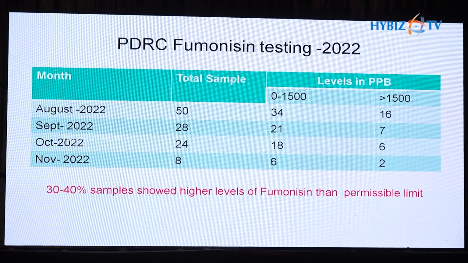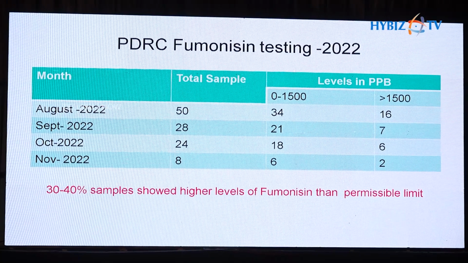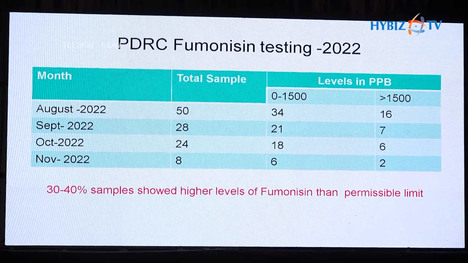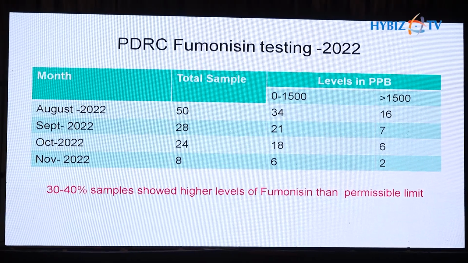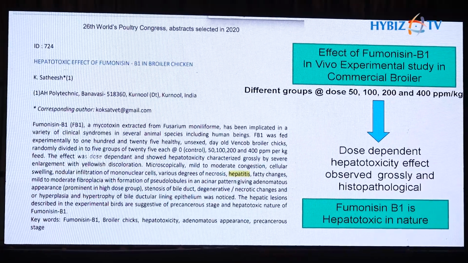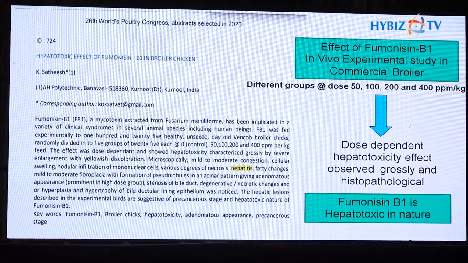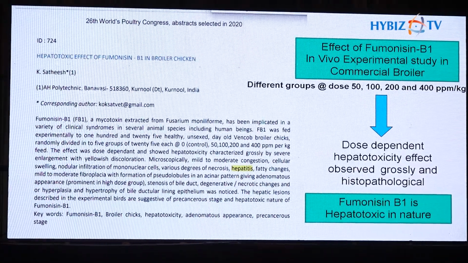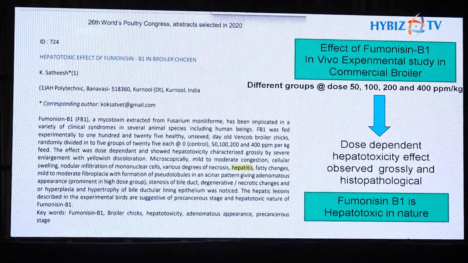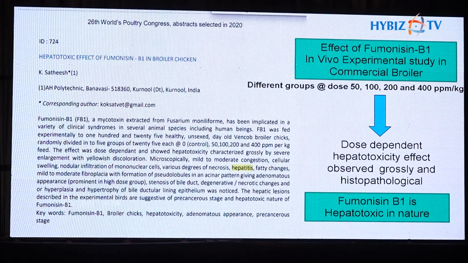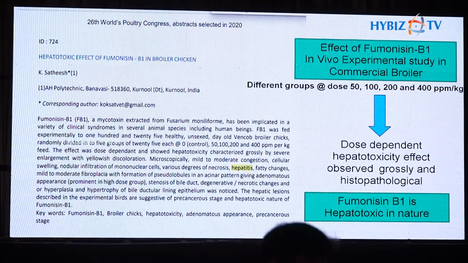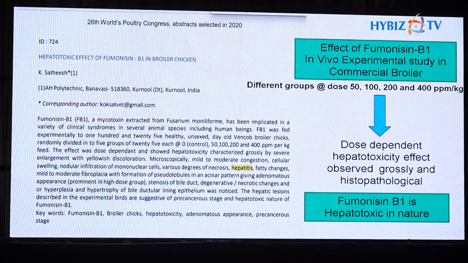This is regarding fumonisin testing. In fumonisin testing, 30 to 40% of samples showed higher levels of fumonisin than permissible limits. It's very alarming. There is also one paper regarding the hepatotoxic effect of fumonisin, which concluded that a dose-dependent hepatotoxicity effect is observed grossly and histopathologically in birds. So fumonisin B1 is hepatotoxic in nature.